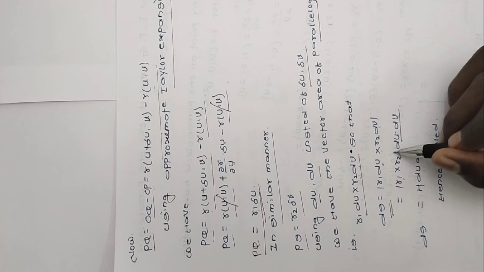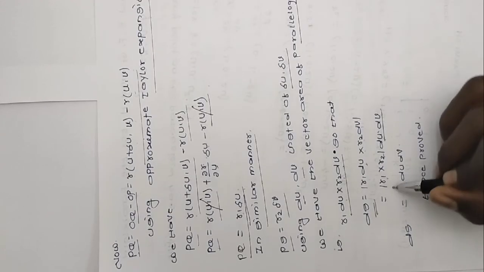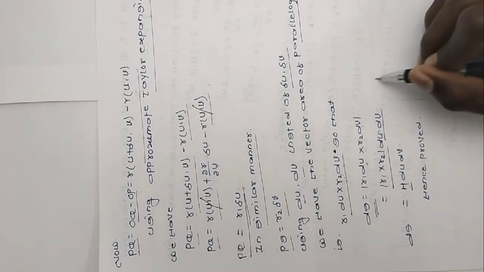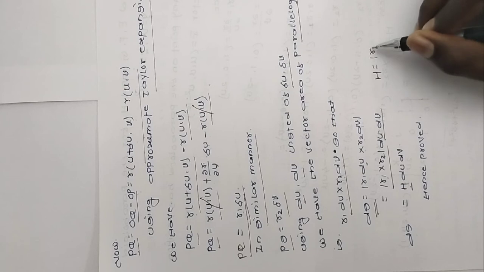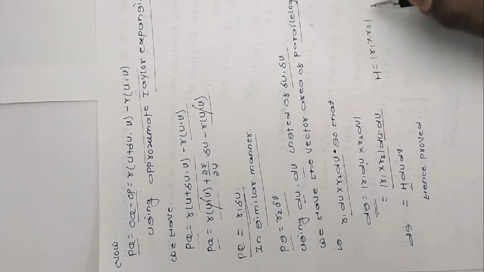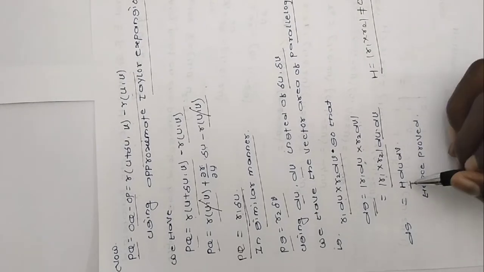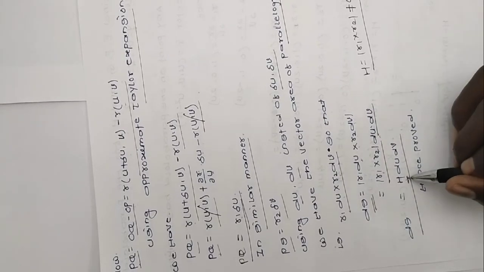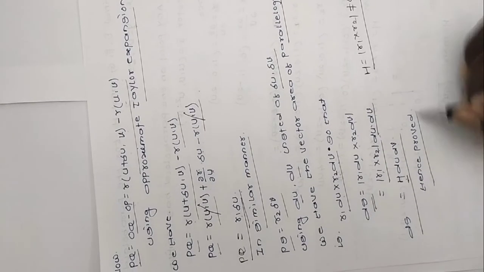So dS is equal to mod of r1 cross r2 times du dv, with du dv common to both terms, and this is the value of capital H. So capital H is equal to mod of r1 cross product with r2, which is not equal to 0, by the previous theorem statement. So dS is equal to capital H du dv. Hence proved the result.